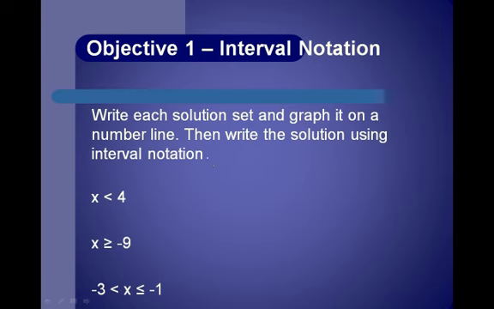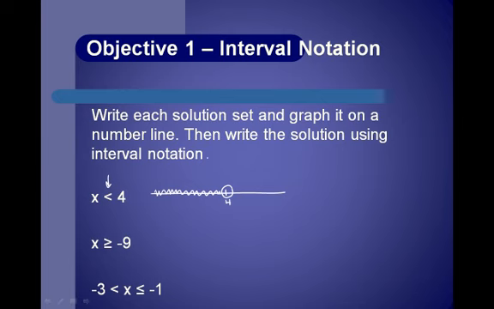Interval notation is a way that we write the shaded portion of a graph using the starting point and the ending point. So for the first example, x is less than 4. If you look at a number line, we know that it's all numbers that are smaller than 4, which would be this side of your number line. Because the inequality sign is less than, that means it does not include the 4. So we're going to put an open circle on 4, meaning it does not include 4, but it includes all numbers to the left of 4.